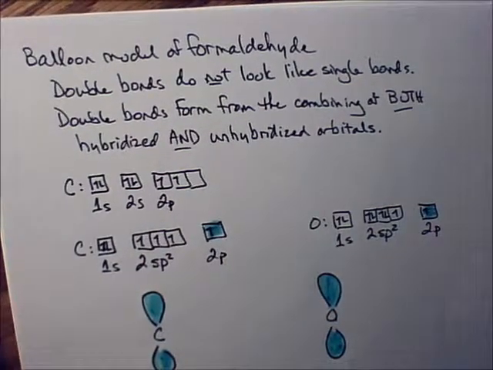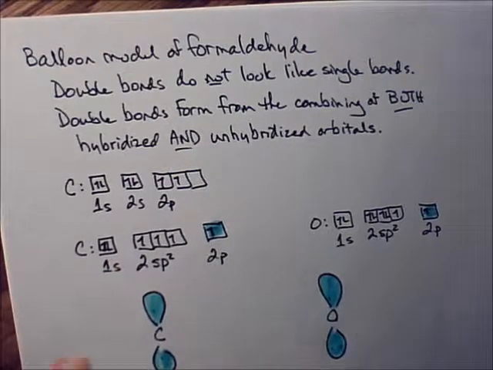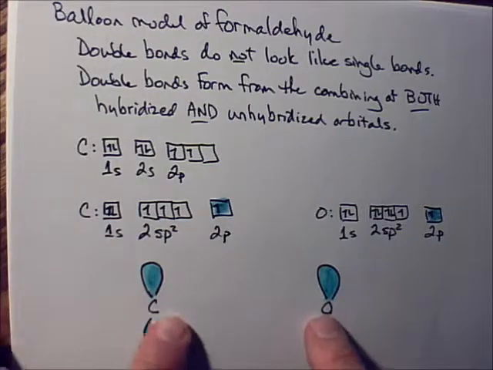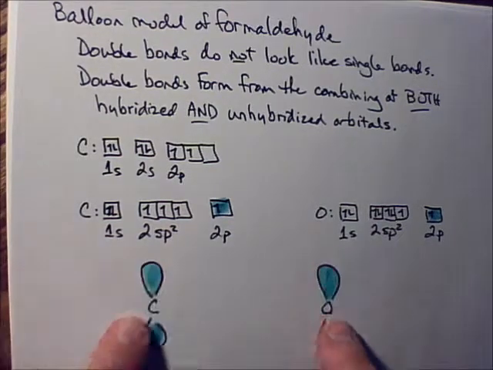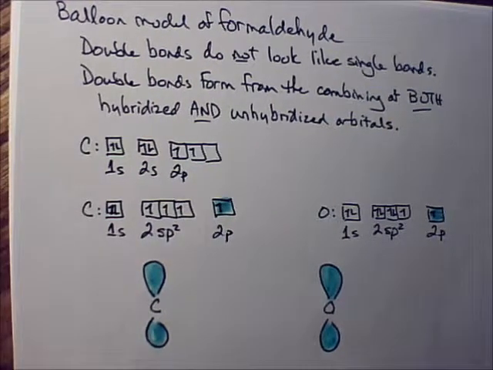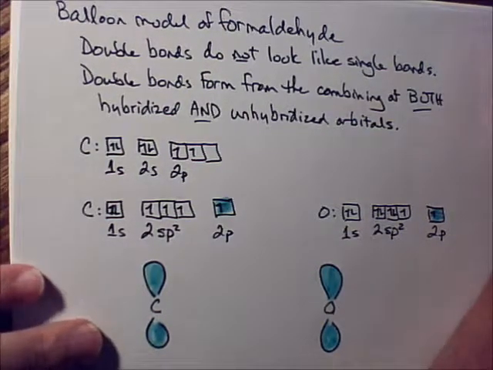But now what we have to do is come up with three hybridized orbitals on both the carbon and the oxygen that will be as far apart as they can be from this unhybridized orbital. And that's what we're going to start with tomorrow when we start doing our double bond. Bring more balloons tomorrow. More balloons.